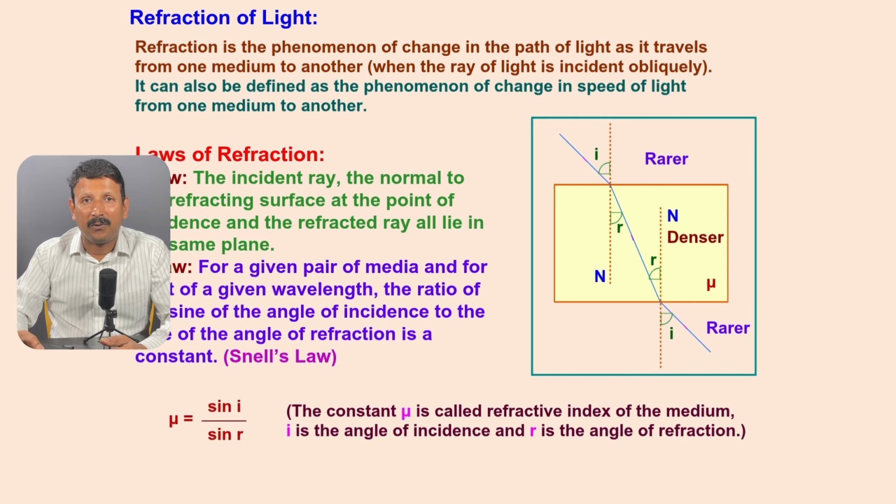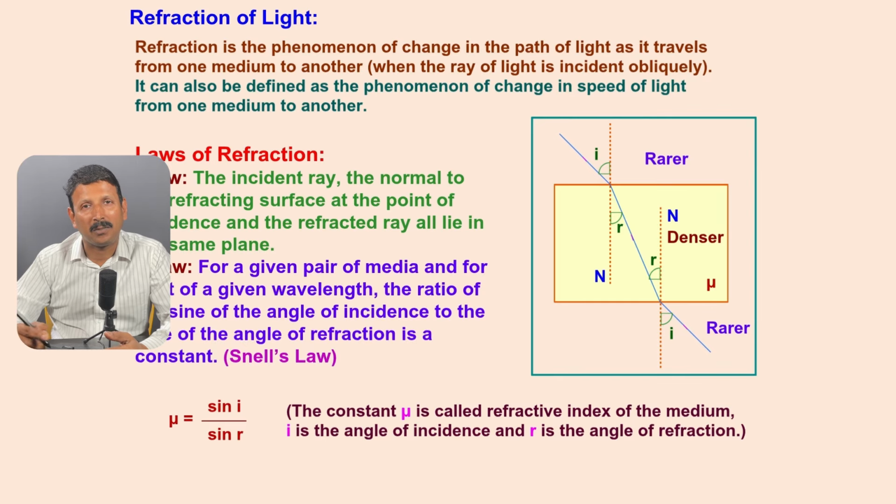To start, we should have some idea about the refraction of light. You started learning refraction of light from grade 7 or 8, right? That is the bending of light. When light travels from one medium to another medium, it bends. That is refraction of light. There are two laws associated with refraction. The first is that the incident ray, the normal to the refracting surface at the point of incidence, and the refracted ray all lie in the same plane.